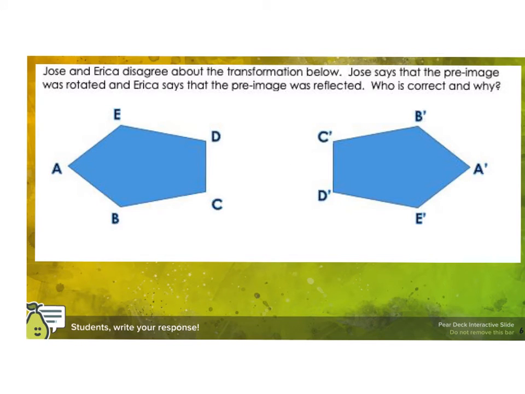All right. Now for this practice problem, we have Jose and Erica, and they're disagreeing about the transformation that occurred. Jose says that the pre-image, that's this one, because there's no little apostrophes, was rotated or turned, and Erica says it was reflected. So Jose rotated, Erica reflected. Now, who's correct?